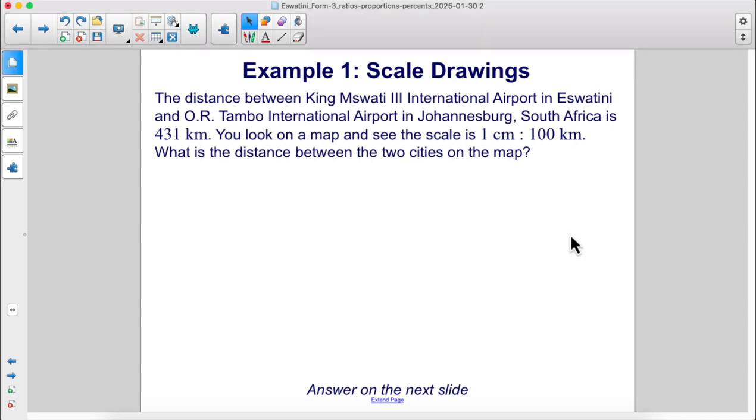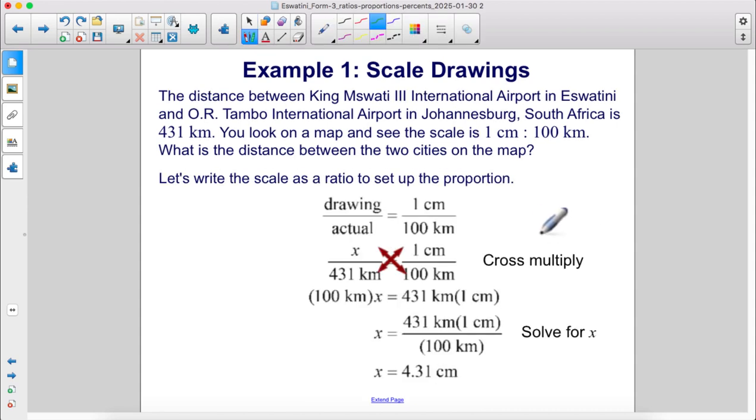The distance between King Mswati III International Airport in Eswatini and OR Tambo International Airport in Johannesburg, South Africa, is 431 kilometers. You look on a map and see the scale is 1 centimeter to 100 kilometers. What is the distance between the two cities on the map? Let's write the scale as a ratio to set up the proportion.